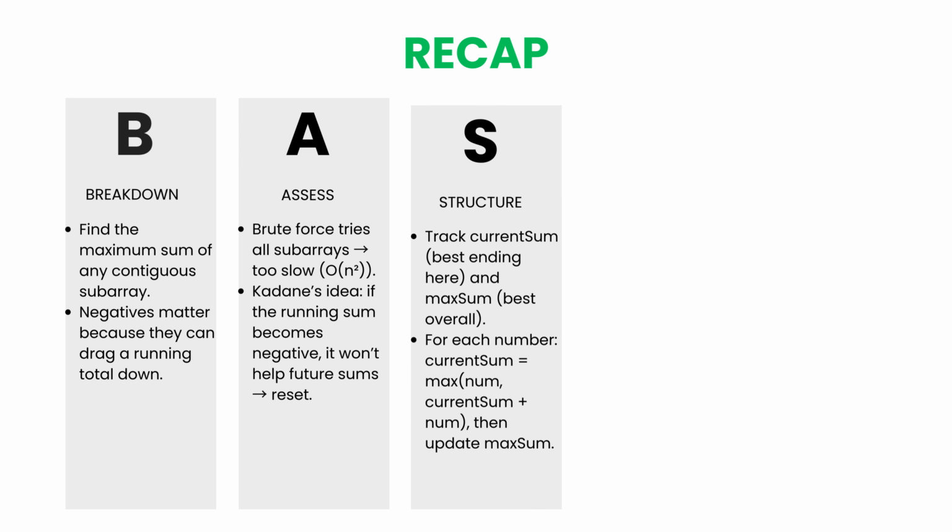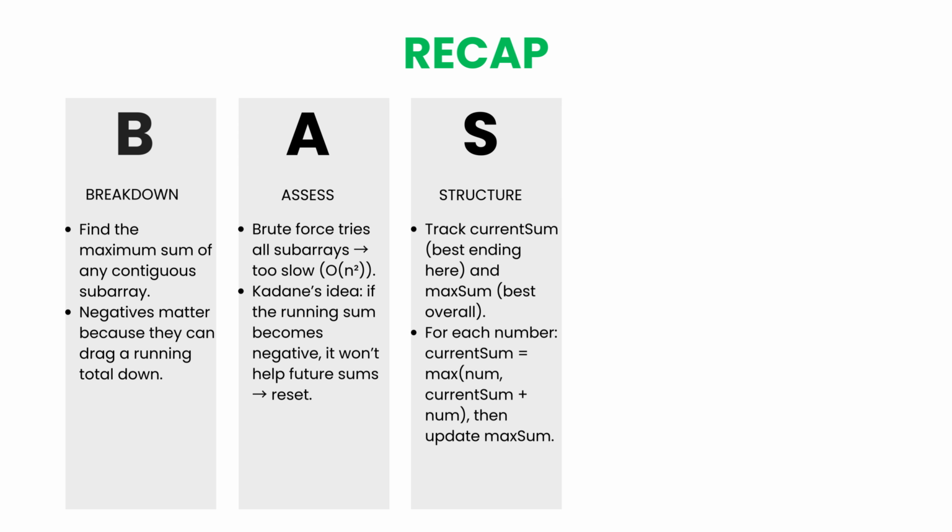The solution structure relies on 2 trackers, one for the best sum ending at the current position, and one for the best sum seen overall. As we scan the array, we decide whether to extend the current subarray or restart at the current number, and after each decision we update the global maximum if the new running sum is higher.